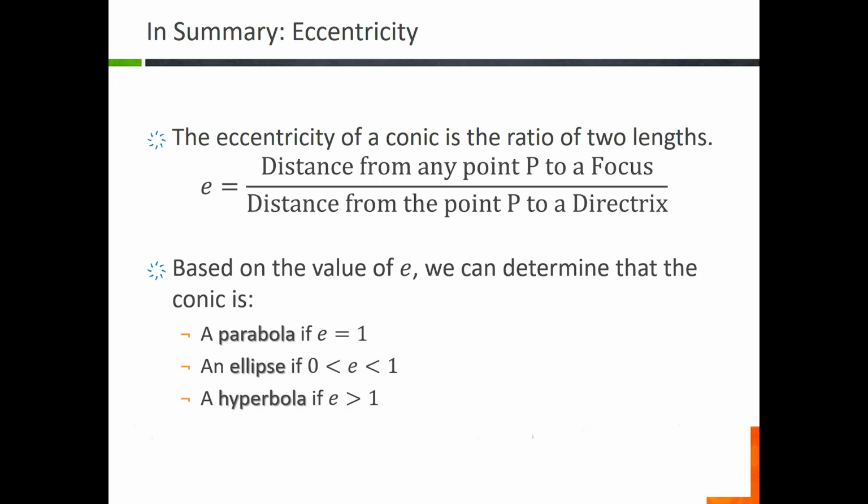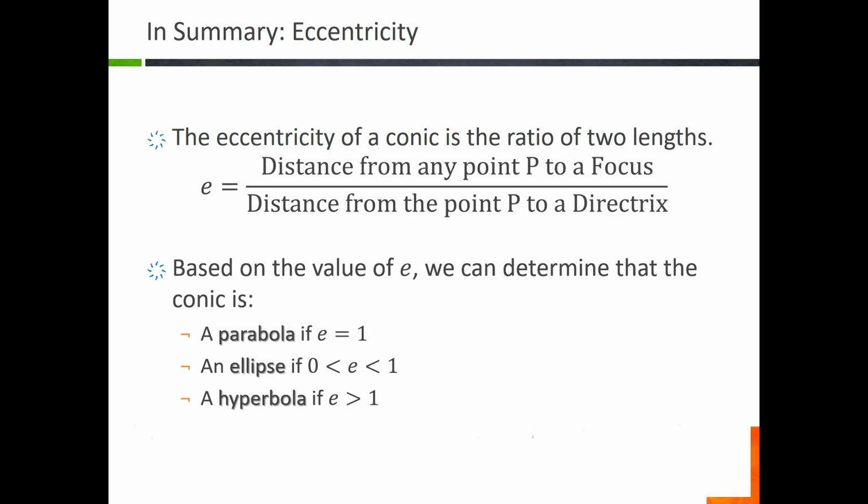It will be an ellipse if the eccentricity is less than 1. Like for example, the example we looked at, the distance to the focus was half the distance to the directrix. And if the eccentricity was greater than 1, then we had a hyperbola. So in the example that we looked at, the distance to the focus was twice the distance to the directrix.